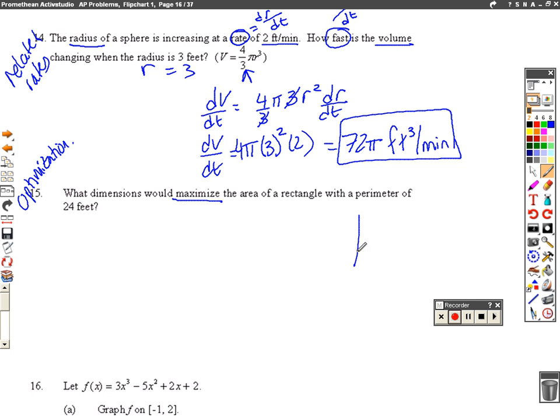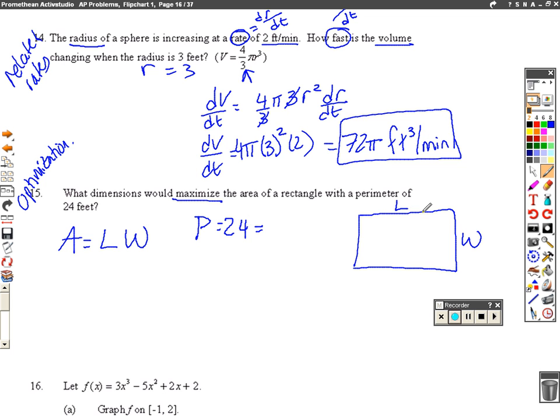I'm going to draw a picture. I always start out with a picture so I know what my variables are. I'm going to call the sides of the rectangle length and width. So my area, which is the one I want to maximize, is L times W. However, I cannot take this derivative with 2 variables. I need to get rid of one of them. And that's what the other equation is there for. So the perimeter, they told me, is 24 feet.